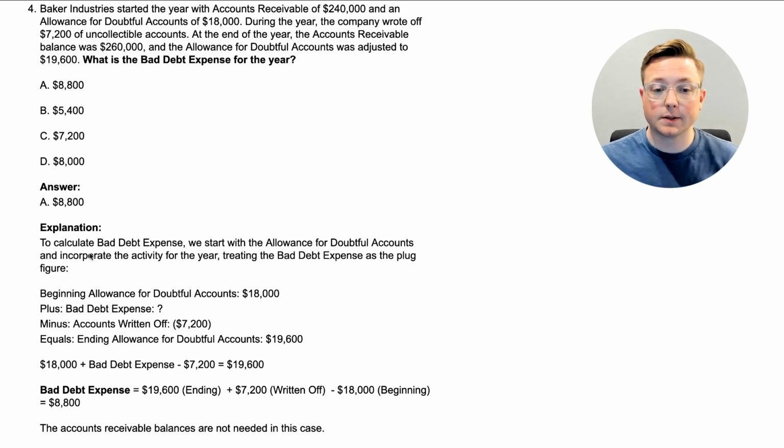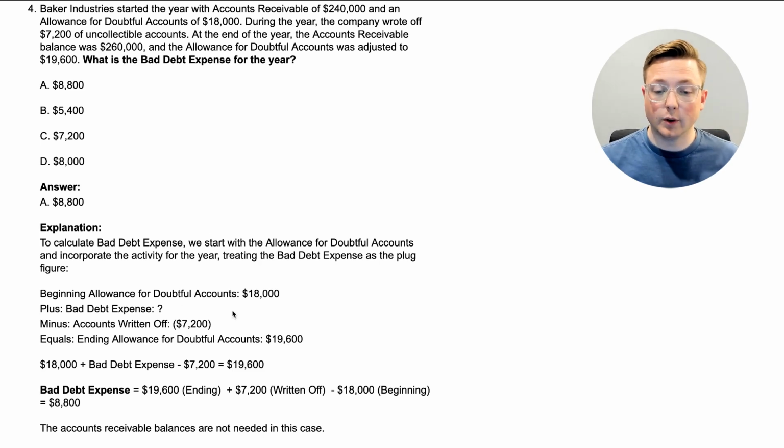So let's walk through this. This is kind of like the general idea. You can use this in a whole bunch of different situations and just slightly change it. You start with the beginning allowance. We don't know what the bad debt expense is, so that's blank right now. You subtract the accounts written off, and then we somehow ended up with the allowance for doubtful accounts of $19,600. So somehow from $18,000 less $7,200, we get to $19,600. So there's obviously a plug there.